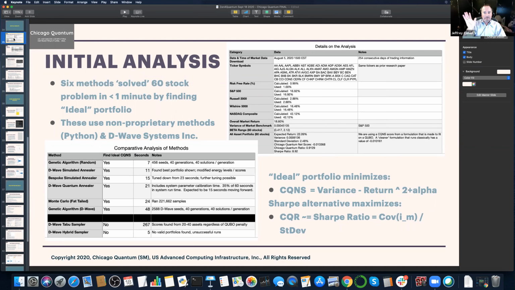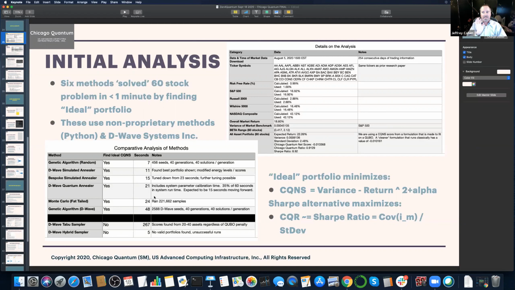60 stocks, how'd we do? So this is in the paper. It took 7 seconds to use a genetic algorithm. We got the best solution. It took 11 seconds for the simulated annealer that D-Wave gave us and 15 seconds for our own. The Monte Carlo took 24 seconds, and then our quantum annealer took 21. That is an accumulation of all the runs we had to do, including the calibration run. We figured it'd be 15 seconds moving forward.